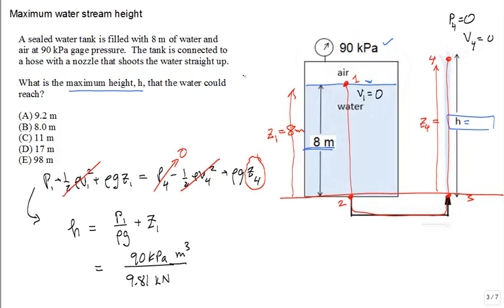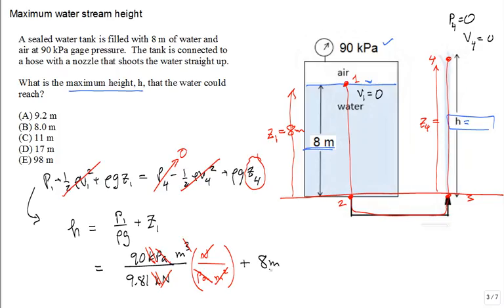Let's do our units right away. A Pascal is a Newton per meter squared, true or false? So the Pascal goes, the Newton goes, the kilos go, and we're left with 1 meter on that term. Okay, finishing the equation, we add z1, which was 8 meters.